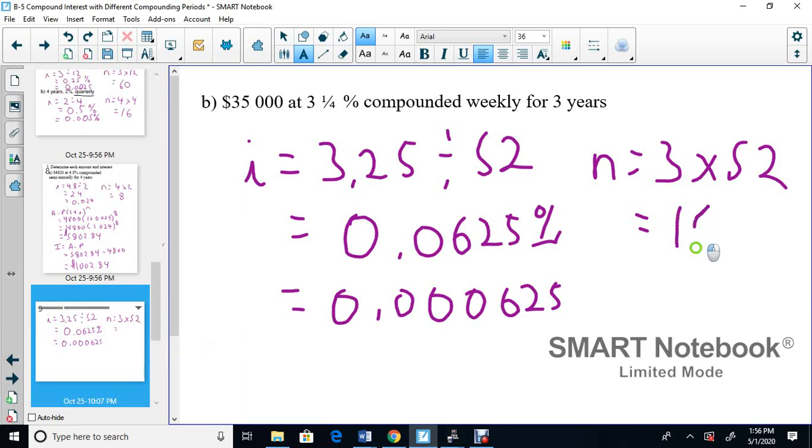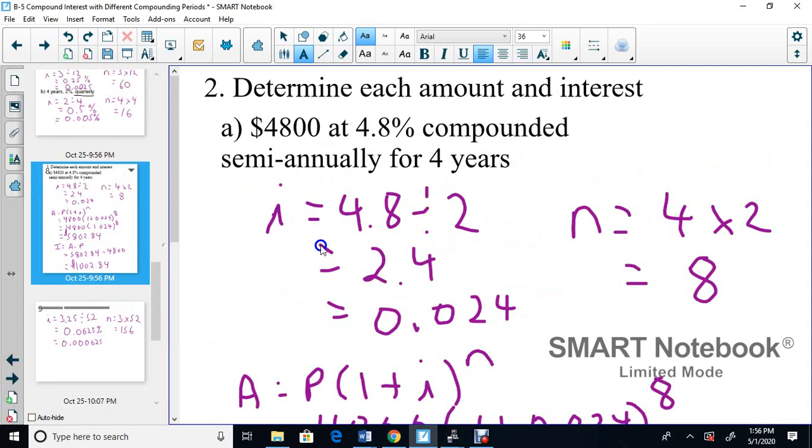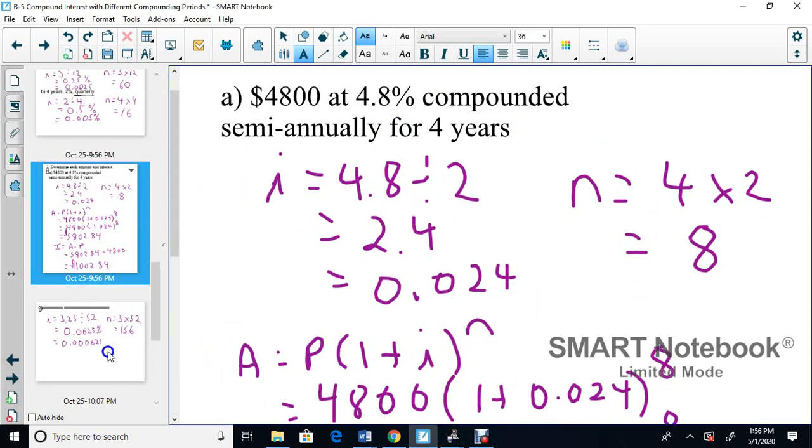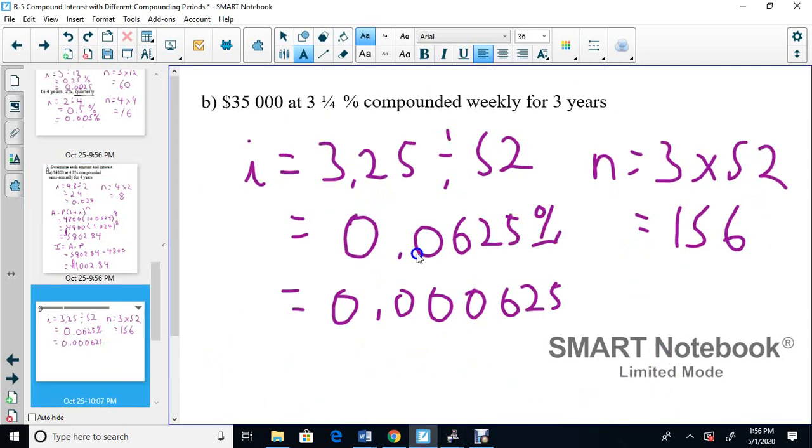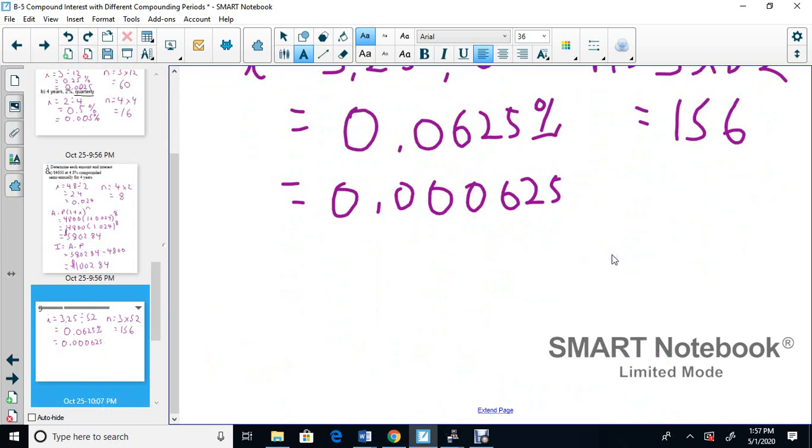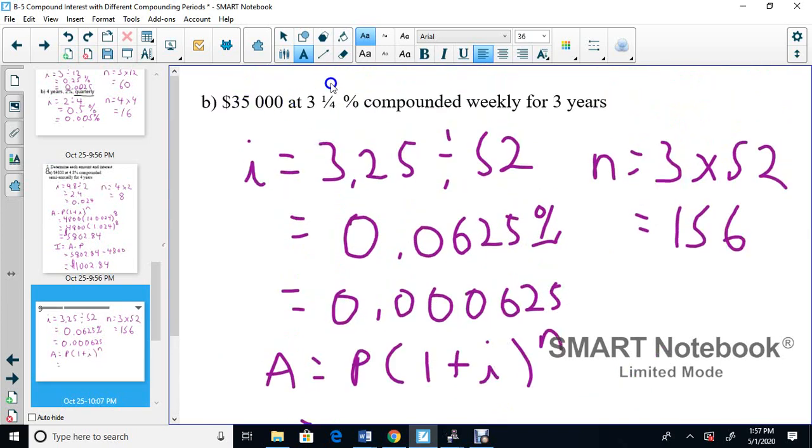156. Big number, 156. Now we go to our formula. Maybe I remember it. I can't remember. Here it is. A equals P(1 plus i) to the n. So P, let's see what our principal is. 35,000.